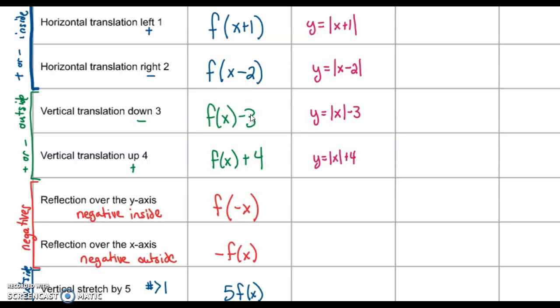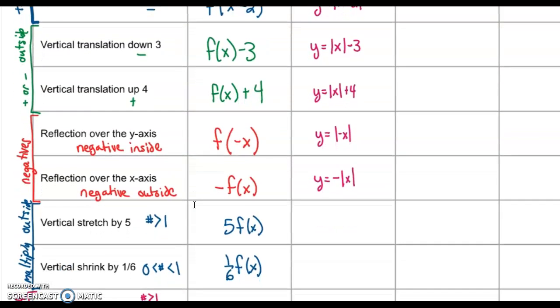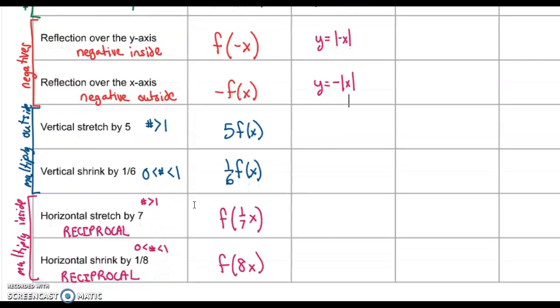And then the reflections are exactly the same. How the negative was inside the parentheses, well, now it's inside the absolute value. Or if it was outside the parentheses or outside the f of x, it's outside the absolute value like this. So we're taking the same knowledge we learned yesterday and we're applying it to the form of absolute value.